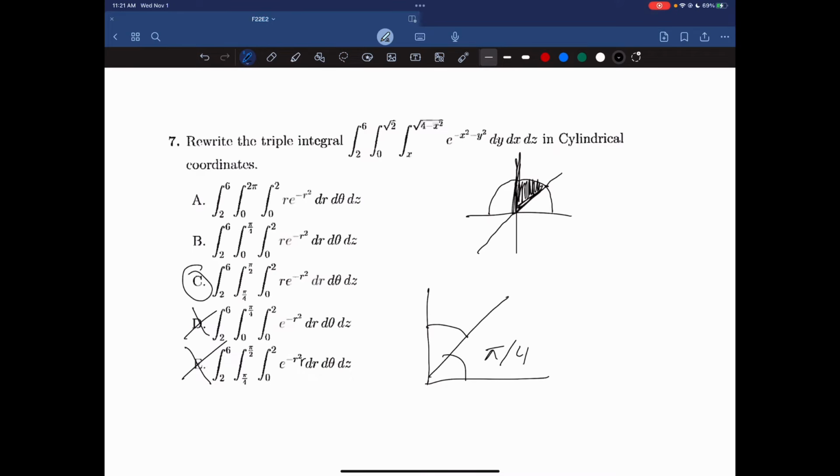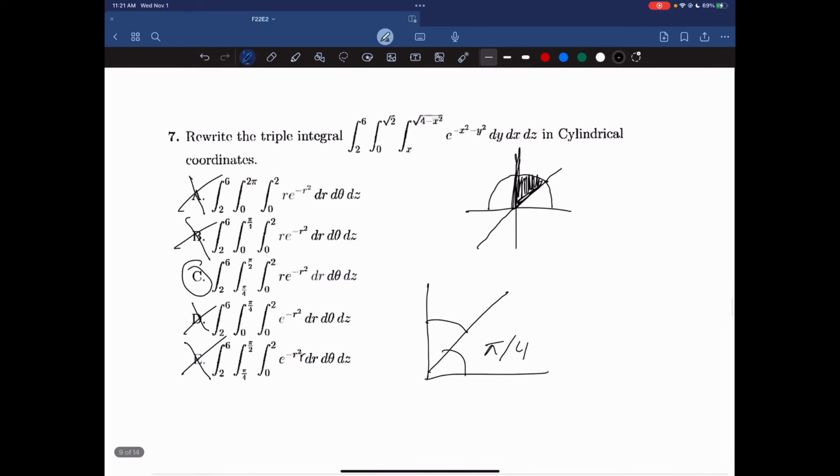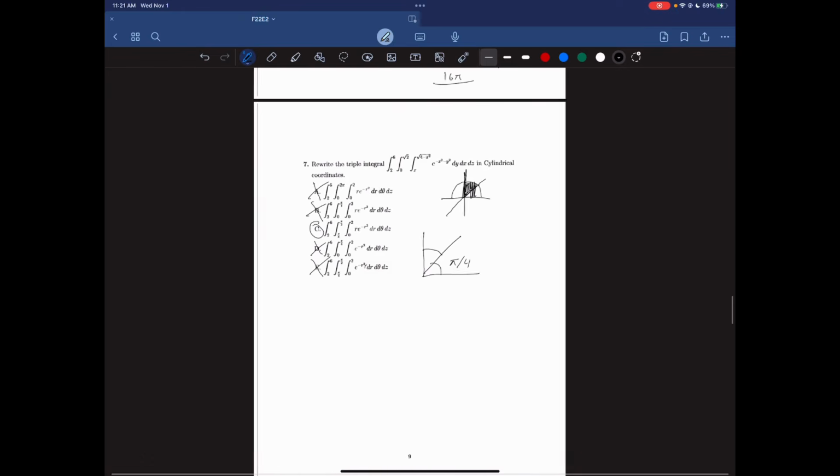And that looks like C is our correct answer. It's not 0 to 2 pi, obviously, and it's not 0 to pi over 2. That'd just be this region here, right here, and that's not what we're looking for. So C.